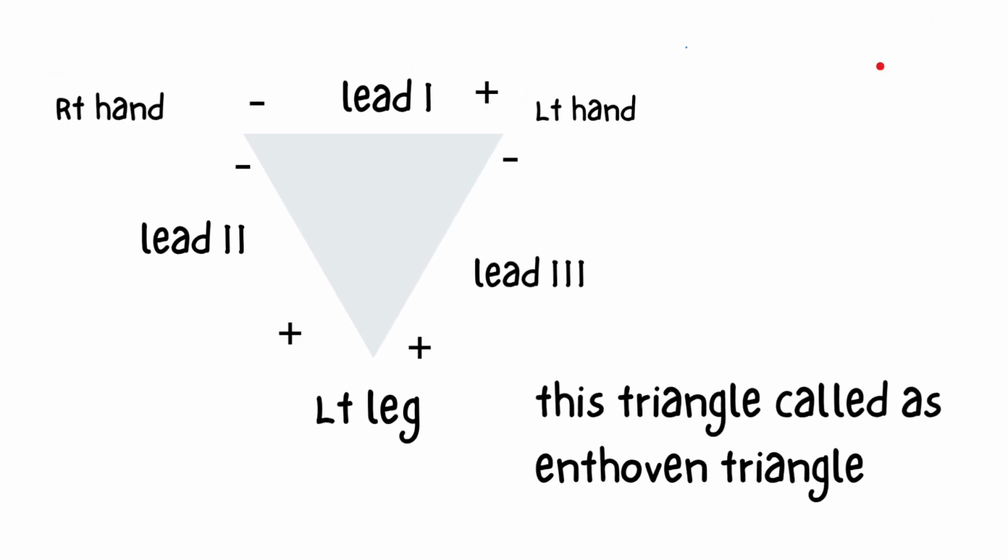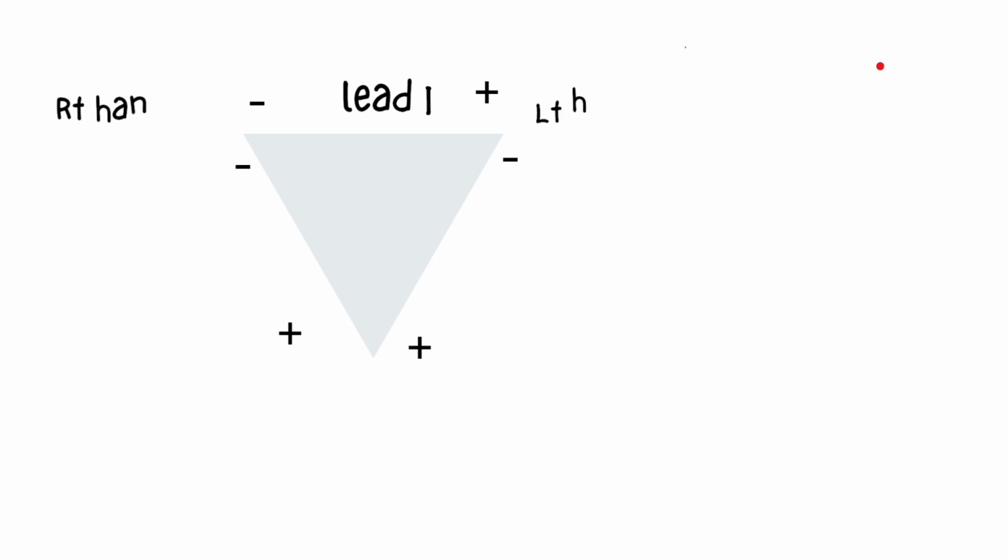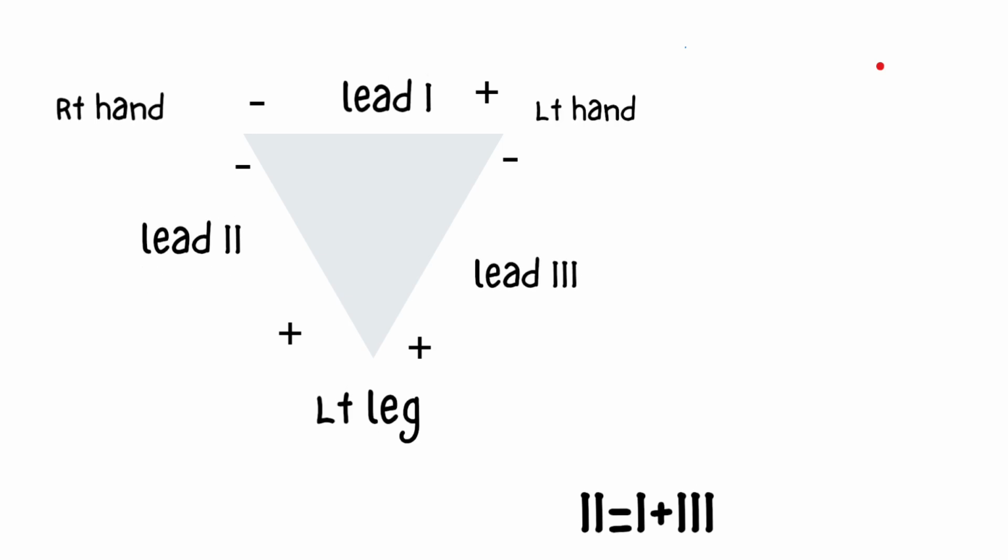This triangle is called the Einthoven triangle and is given by the formula: lead 2 equals lead 1 plus lead 3, which means the size of the QRS complex in lead 2 will be the sum of the QRS complex in lead 1 and lead 3.